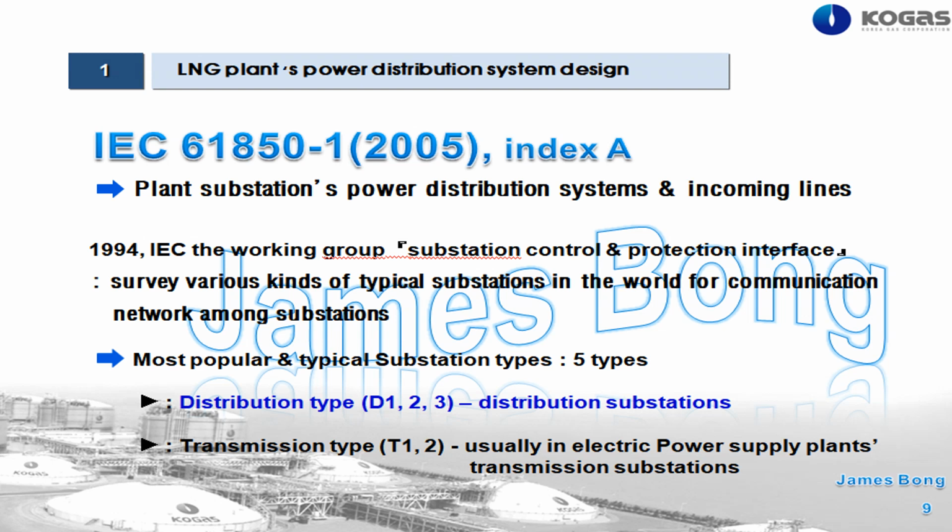So, in this presentation, I'll talk just about D-types because I don't have information on electric power plants' substations, and our company has just LNG plants and its substations. So, in this part, I'll show you IEC's D-type substations power distribution systems. D-type distribution systems are classified into 5 smaller units. So actually, D-type is classified into 6 kinds.